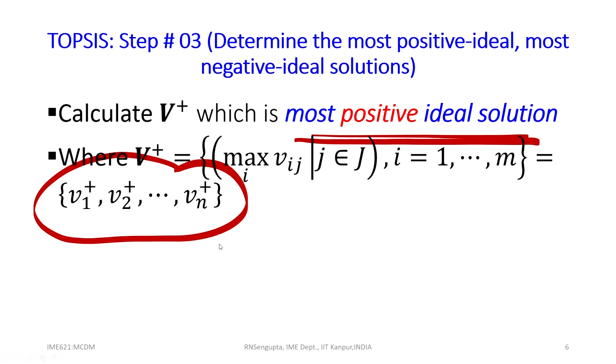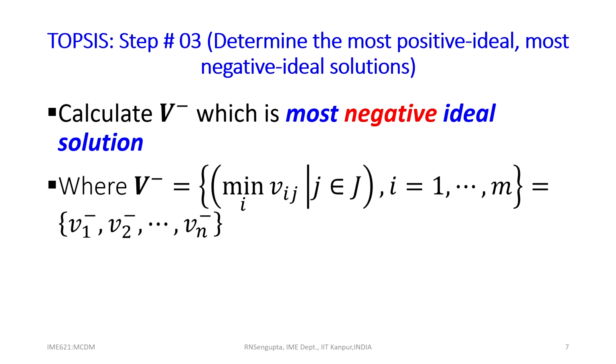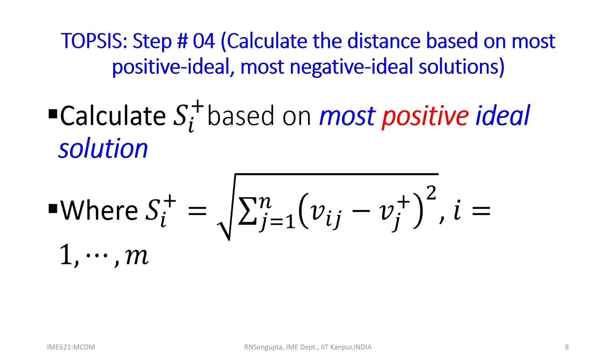So, once I find out the max and the minimum, this is the maximum found out for each i equal to 1 to m. Then I have calculated the negative, that is the more negative solution, which is the minimum. So, maximum minimum we have found out. Now, given the maximum minimum, I want to calculate the corresponding distance from the best solution and the worst solution. The maximum of any set of values, technically I would consider as the best, and the minimum I will technically find as the worst.